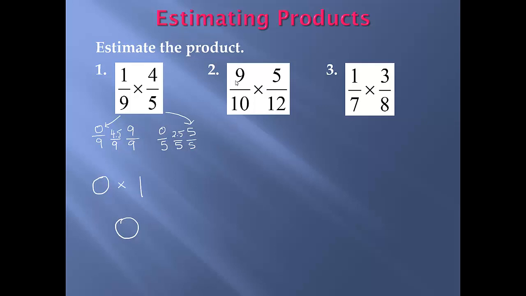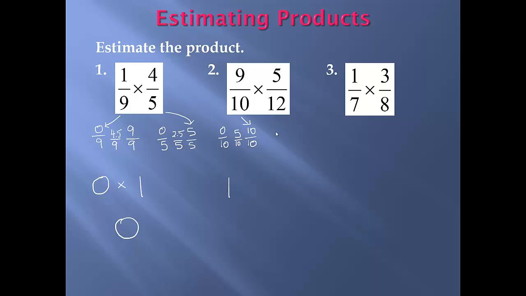For number 2, we have 9/10 times 5/12. We're going to do the same thing. If we have tenths, then 0 would be 0 tenths. 1 would be the same thing as 10 tenths. And then 1/2 would be half of 10, which is 5, so we'd have 5 tenths. 9 is closest to 10, so 9/10 would be closest to 10 tenths, which is 1.